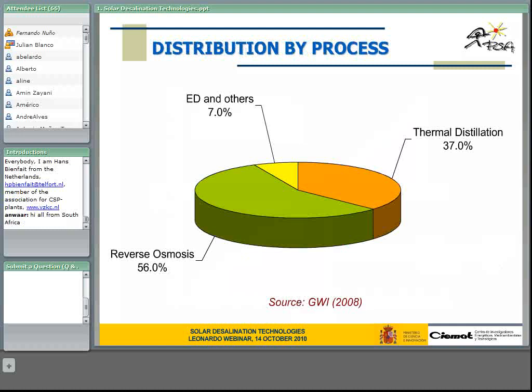Reverse osmosis is about 56% of the global worldwide installed desalination capacity. Thermal distillation is nearly 40%, and electrodialysis and other techniques about 7%.